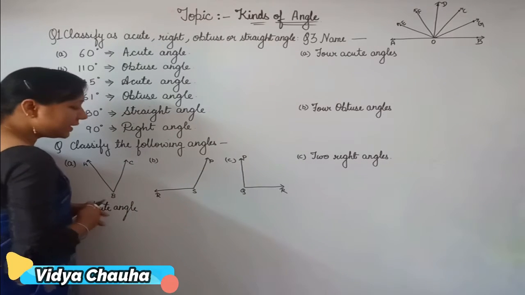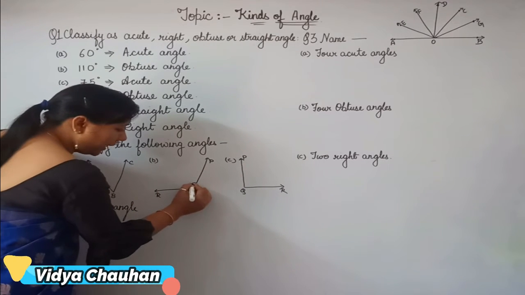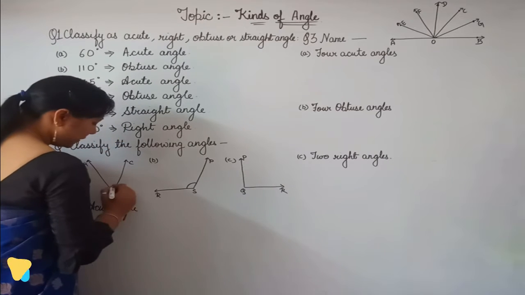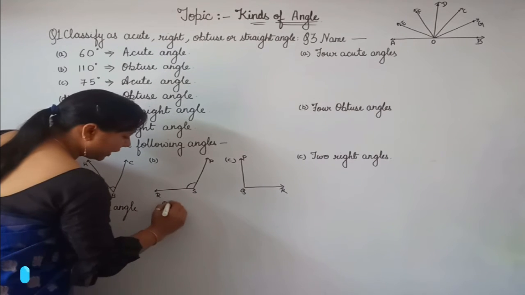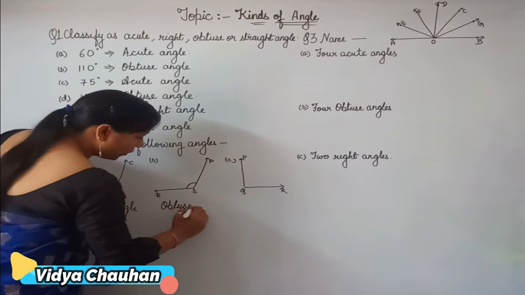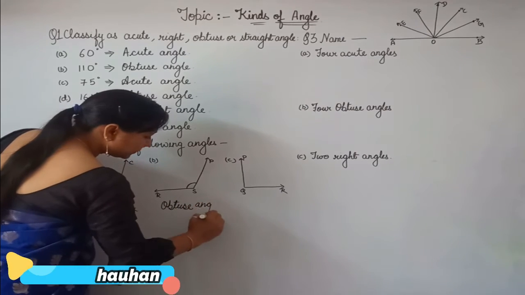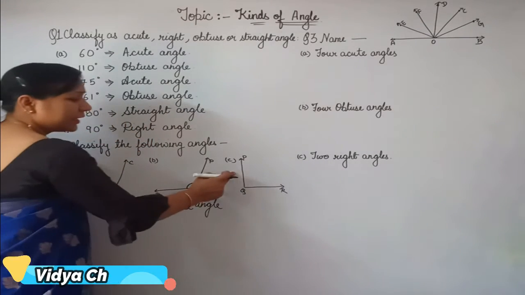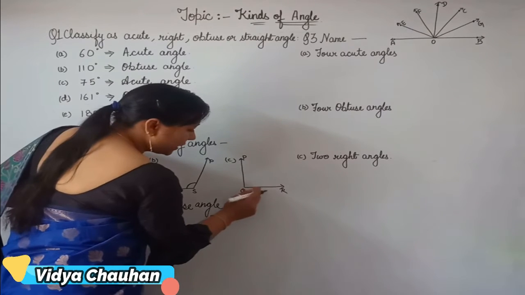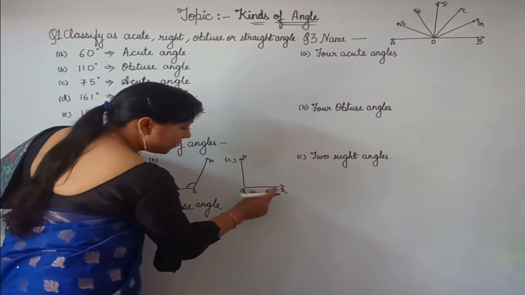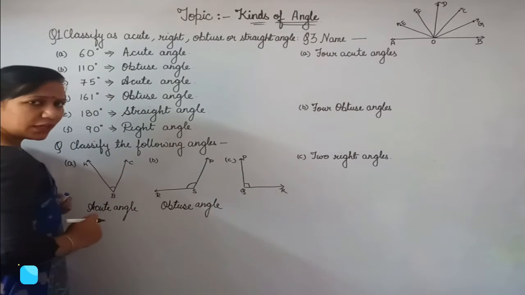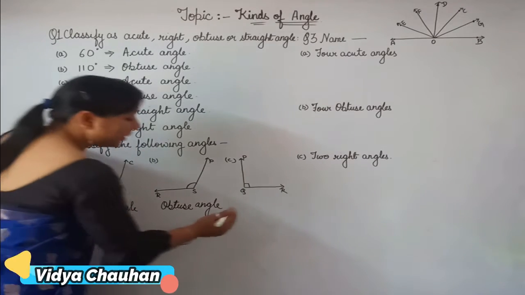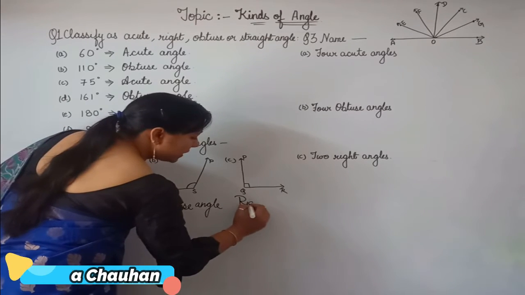What kind of angle is this? Here you can say there is a big opening between the two arms. So what kind of angle is this? It is an obtuse angle. Clear, students? Coming to this third part, as you can see, both the two arms are almost perpendicular to each other. That means they are at a right angle. So it is a right angle.